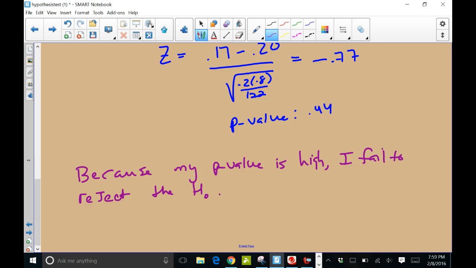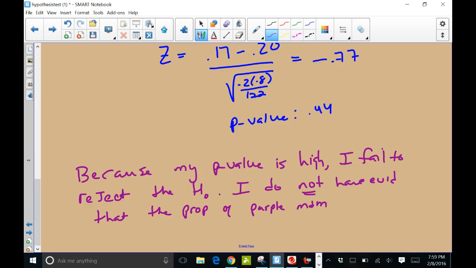This isn't enough. Now you have to say a conclusion in context. And my conclusion in context will be, I do not have evidence that the proportion of purple M&Ms does not equal 0.20.